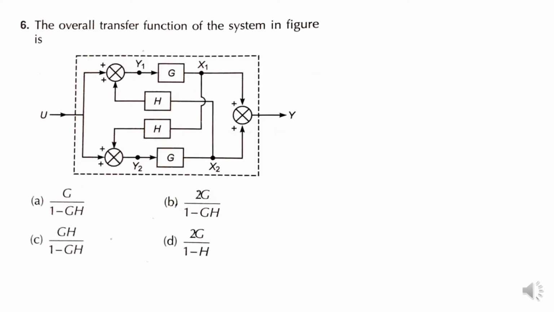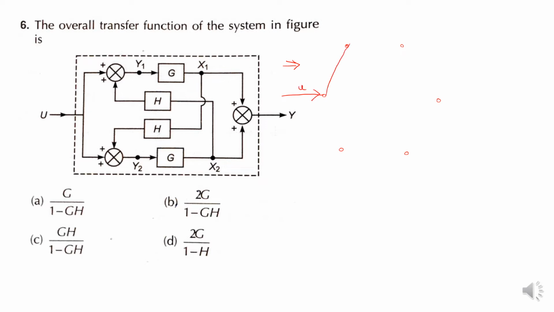Problem 6. The overall transfer function of the system in figure. Here this is a block diagram, somewhat complicated. So first of all, I am going to draw the equivalent signal flow graph for this block diagram. For the first summing block, I have to put one point. And next, I have to put one dot for the second takeoff point. And next, the third summing block, after the second summing block, I have to put one dot. And then here also one dot. And for the summing point, one dot. And here this point also one dot.